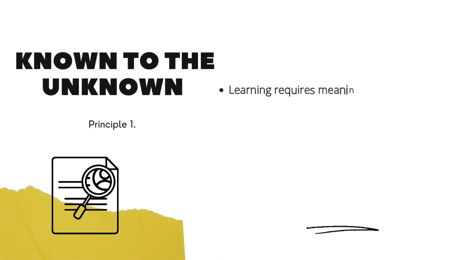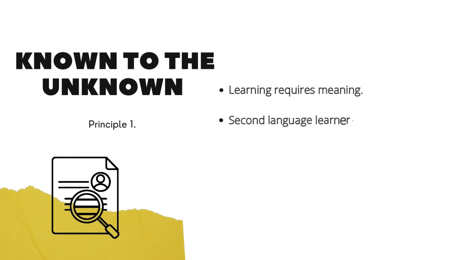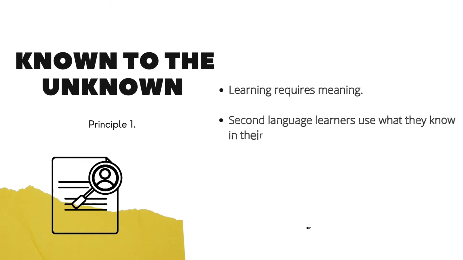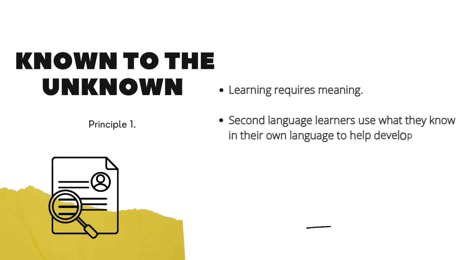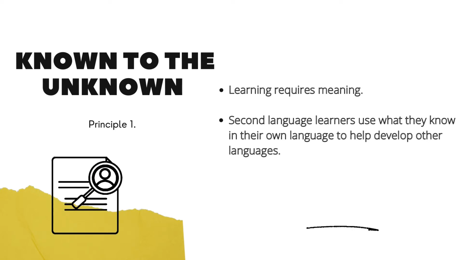Let's start with principle number 1, which is known to the unknown. Learning requires meaning. We learn when we use what we already know to help us understand what is new. According to Isabel, the most important single factor influencing learning is what the learner already knows. This means that teachers must start with what the learners already know about a topic and use that to introduce the new concept. In addition, second language learners use what they know in their own language to help develop other languages. As a result, teachers must develop an awareness of how the first language works to support learning the second and third language.